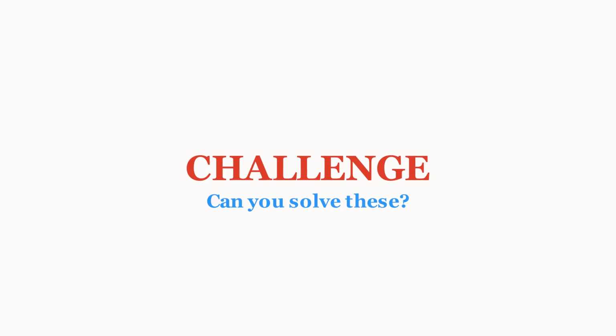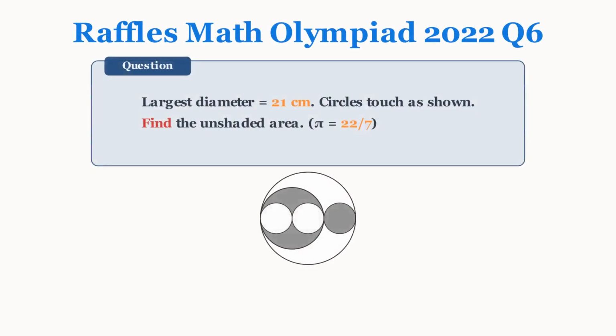Now for the real challenge. Can you solve these past Olympiad questions? In this question, we have a large circle with diameter 21 centimeters. Inside it are smaller circles that touch each other. We need to find the unshaded area.